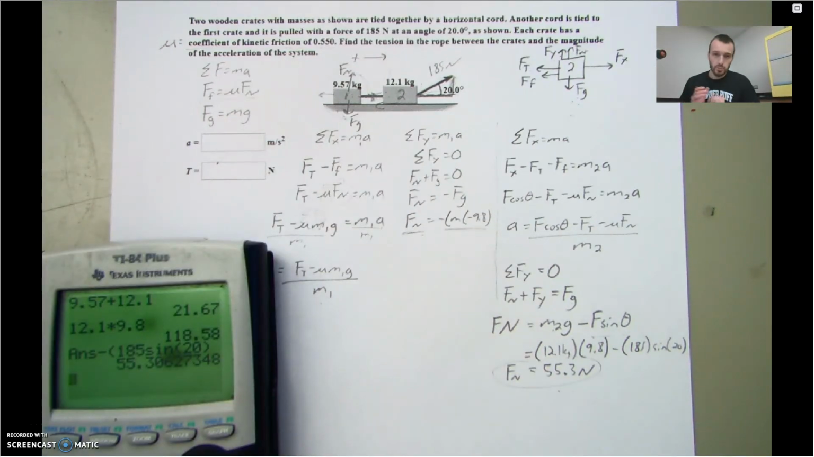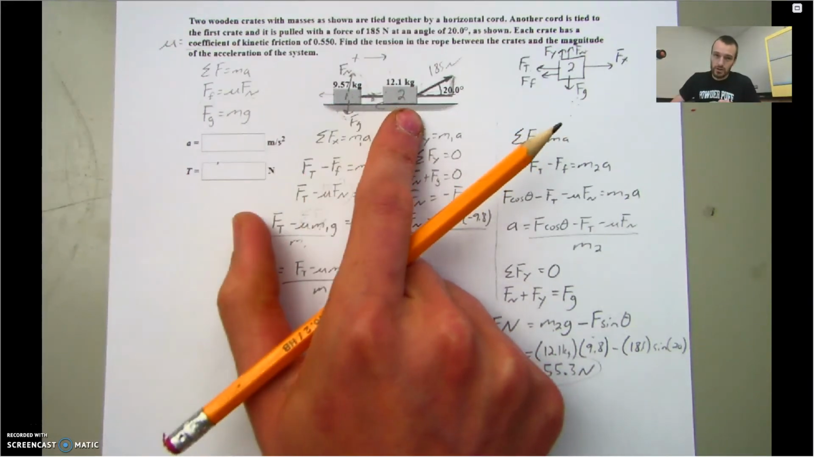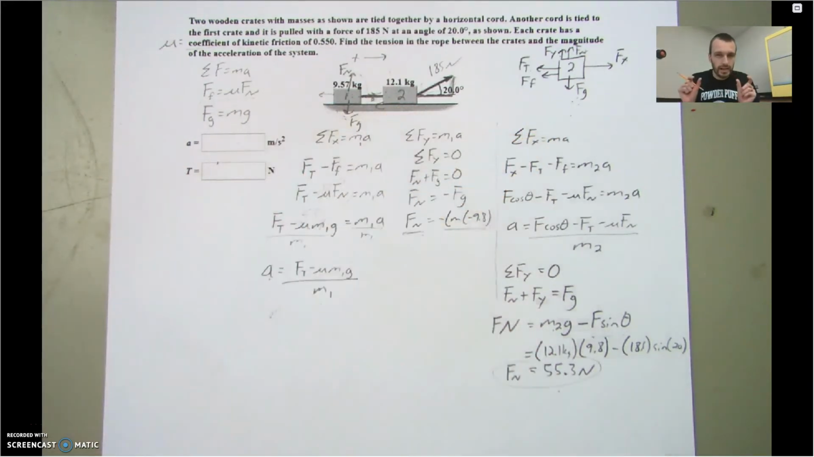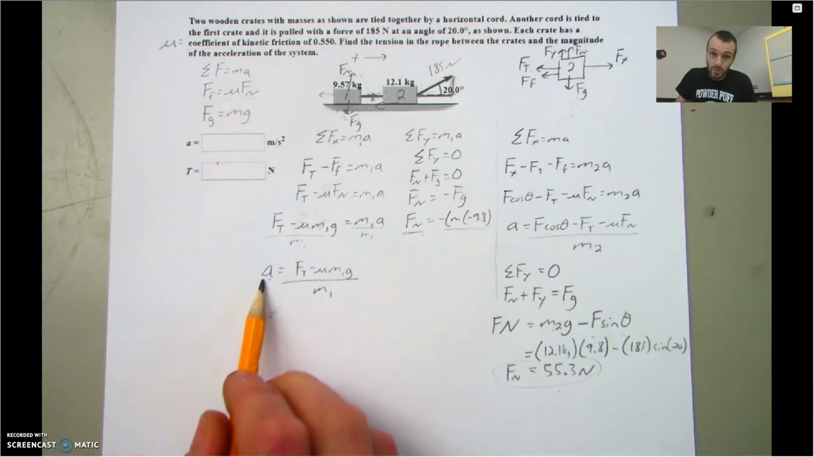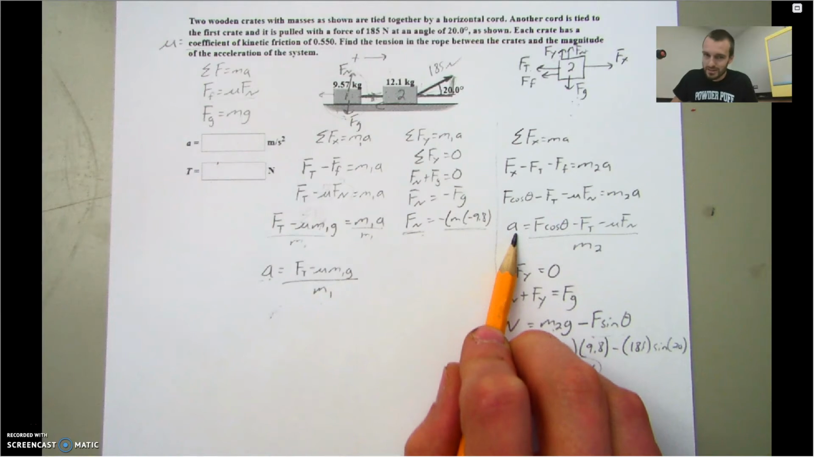Now, here's the big algebra leap that some of you are going to really hate, but it's not going to be that bad once you plug the numbers in. Block 1 and block 2 are tied together. That means that they accelerate at the same rate. So while they have different masses, the acceleration of block 1 is going to be equal to the acceleration of block 2. They're tied together.